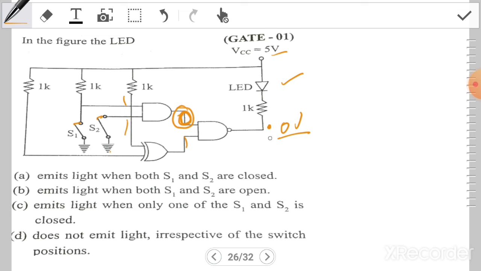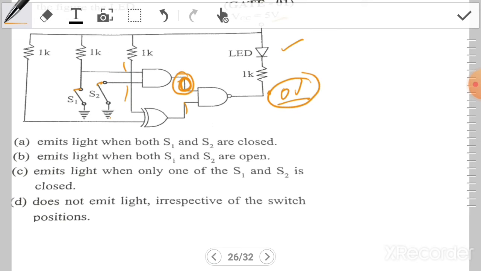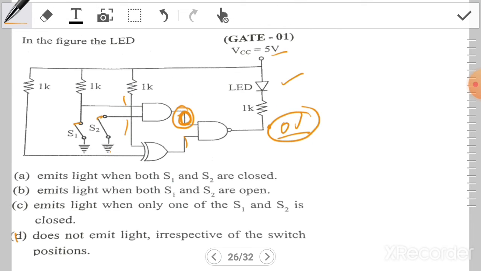So this NAND output never becomes 0. Hence, the LED does not emit light irrespective of the switch position. So the answer is D. Okay.